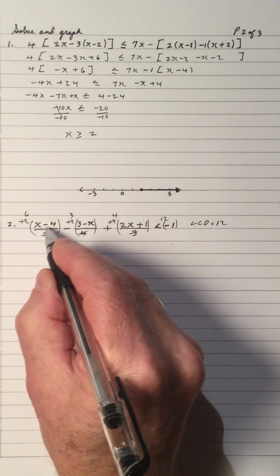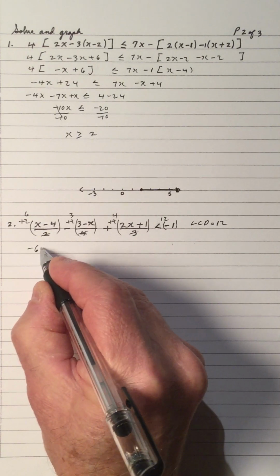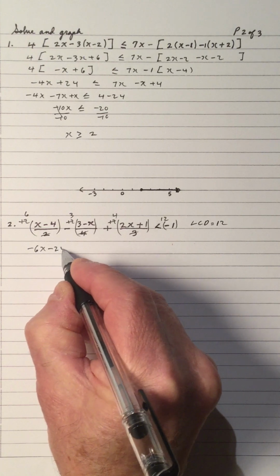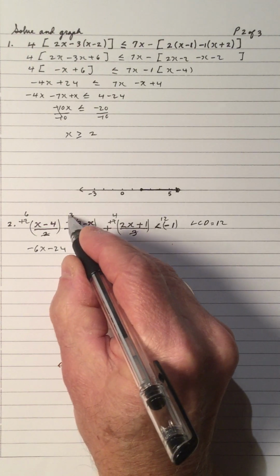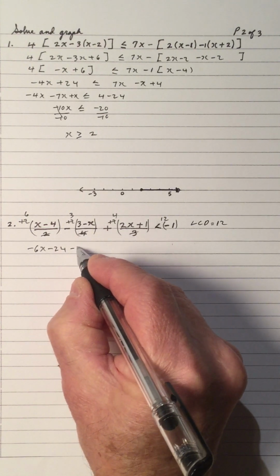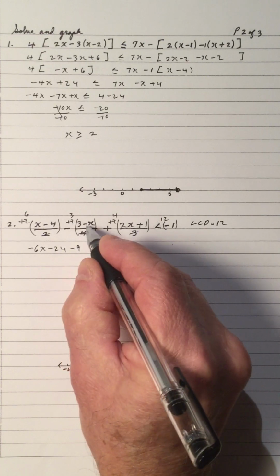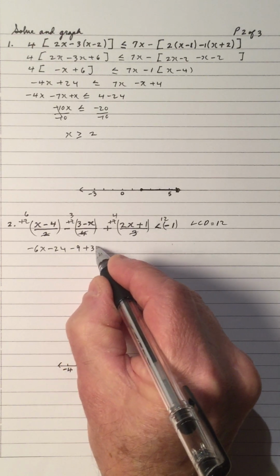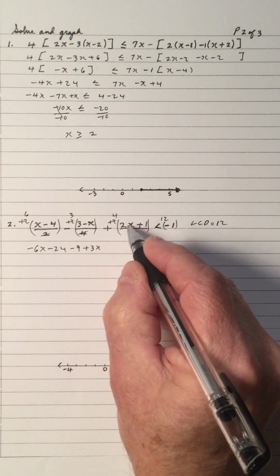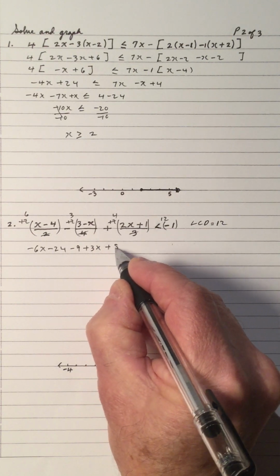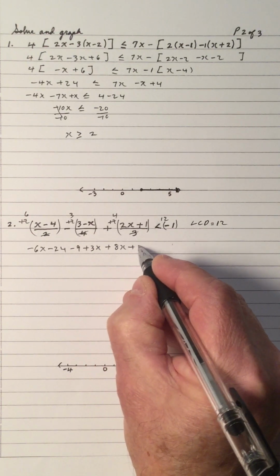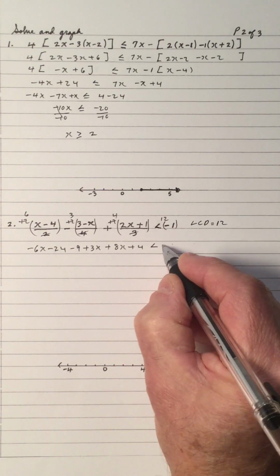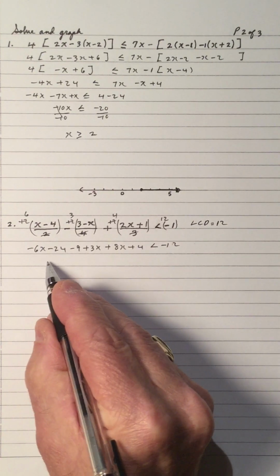so 6 times x minus 4 is 6x minus 24. We got a negative 3 times 3 is negative 9. Negative 3 times negative x is plus 3x. And 4 times 2x is 8x. 4 times 1 is 4. And 12 times negative 1 is negative 12.